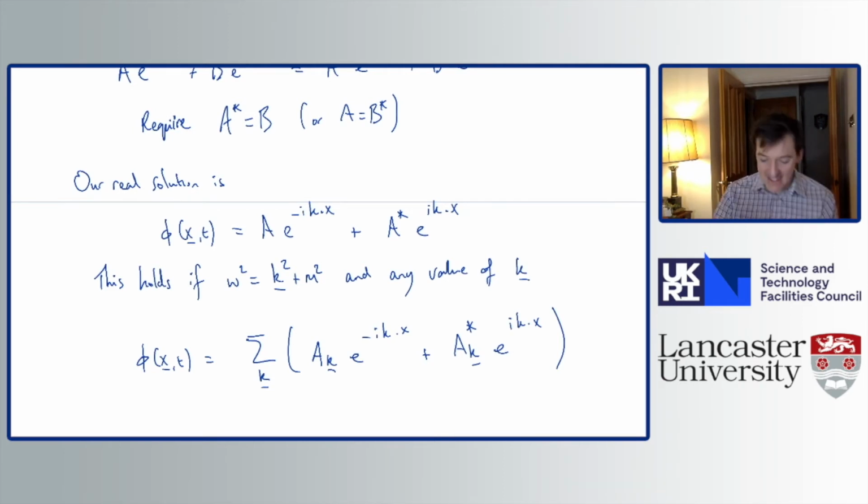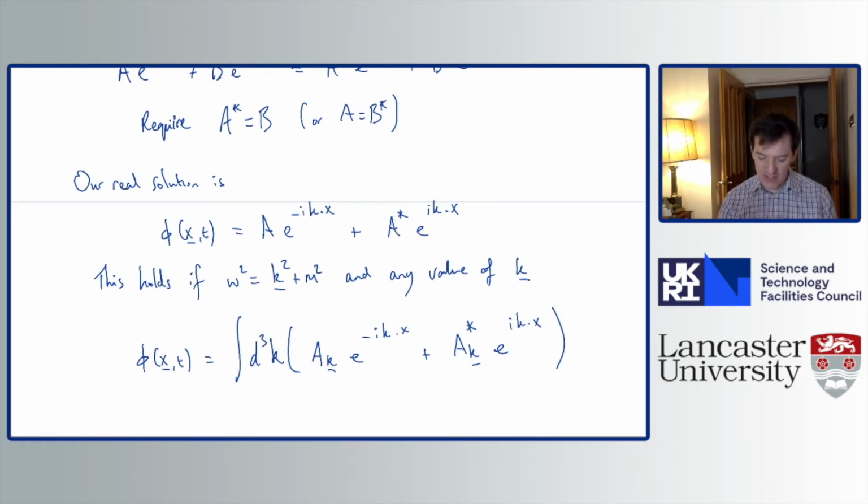Of course, k isn't discrete. It can take continuous values. So instead of doing a summation, we should really do an integral here. We're going to integrate over all the values of k. I'm going to write that as d3k. Okay, sum over all possible values of k.